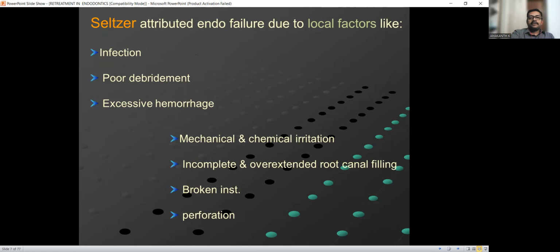Seltzer attributed endofailure to local factors like infection, poor debridement, excessive hemorrhage, mechanical and chemical irritation, incomplete and overextended root canal filling, broken instrument, and perforation. So these were the reasons attributed by Seltzer for endofailure.